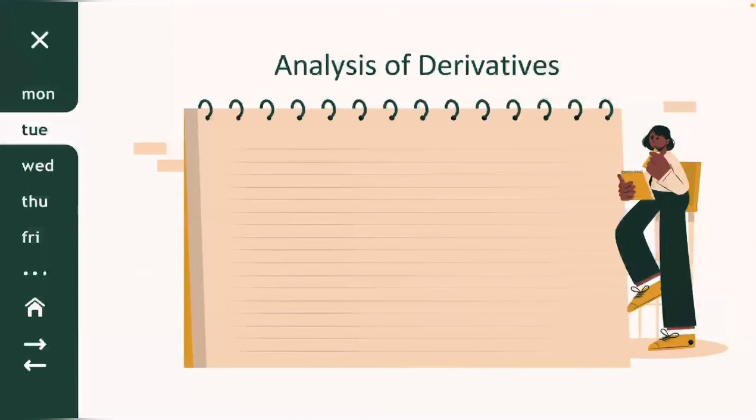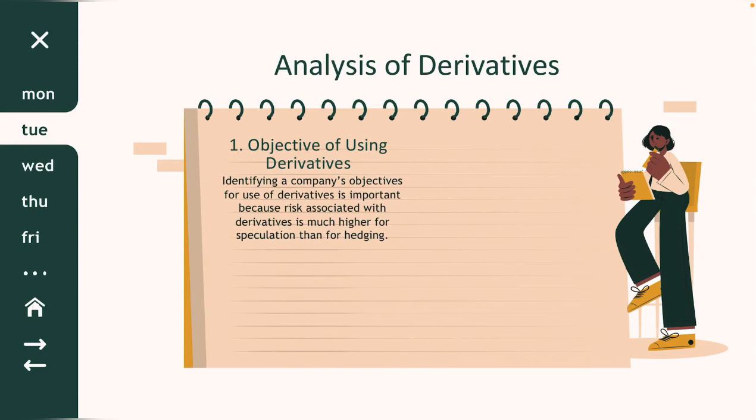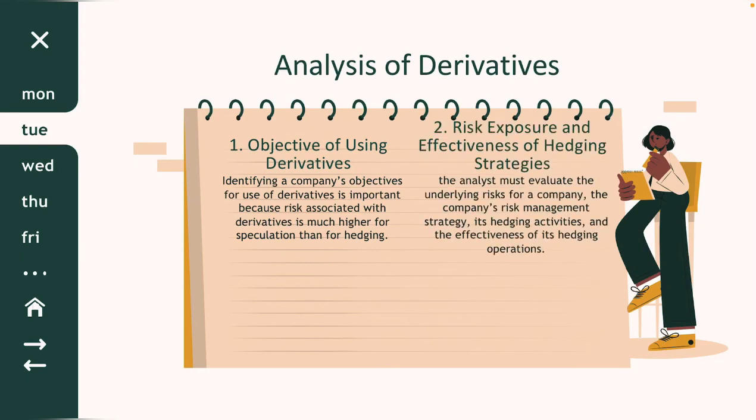There is also analysis of derivatives. The first one is the objective of using derivatives. Identifying a company's objective for the use of derivatives is important because the risk associated with derivatives is much higher for speculation than for hedging. Second is risk exposure and effectiveness of hedging strategies. The analyst must evaluate the underlying risk for a company, the company's risk management strategy, its hedging activities, and the effectiveness of its hedging operation.